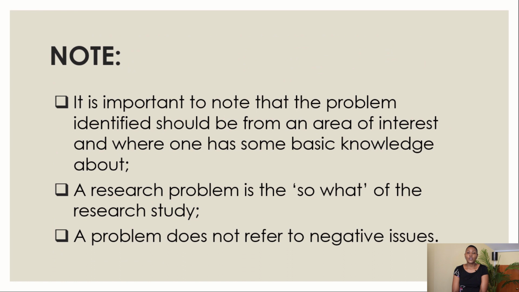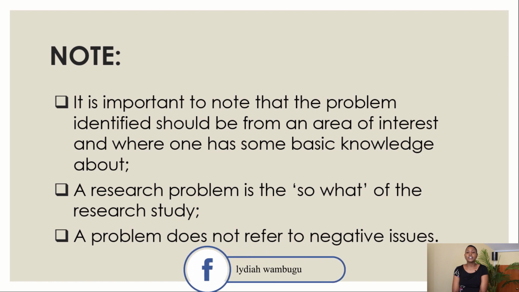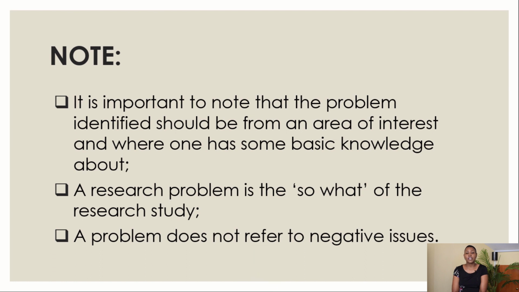These 3 points, we need to note them. 1. A research problem is the so what of the research study. Remember, we have said it is the gap between what is and what ought to be. Therefore, it is what is taking you to the field to search for solutions. Note number 2, that the research problem we identify should be from an area of interest where one has some basic knowledge.